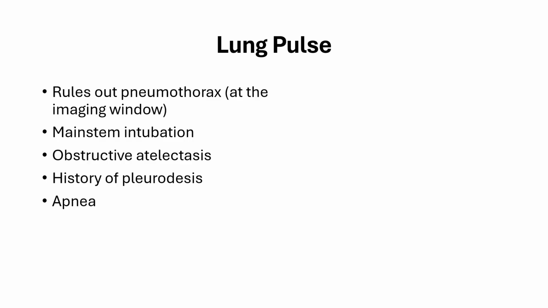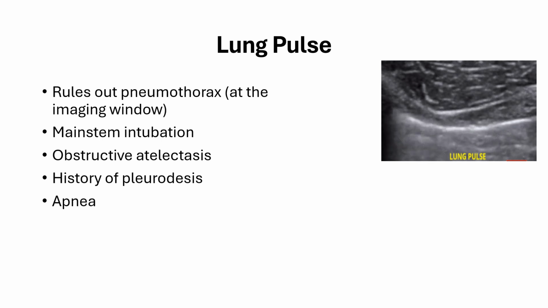Another finding which you can sometimes see is called a lung pulse. When present, it excludes pneumothorax in the field of the exam. However, it's not a normal sign and can be present in main stem intubation, obstructive atelectasis, history of previous pleurodesis, and apnea. On this ultrasound image, you see a lung pulse. Again, you don't see a classic lung sliding or shimmering, but you see a reflective lung movement because of the cardiac activity.